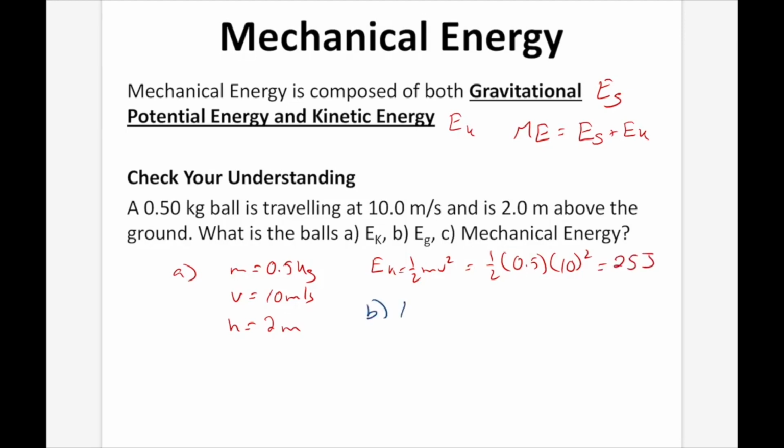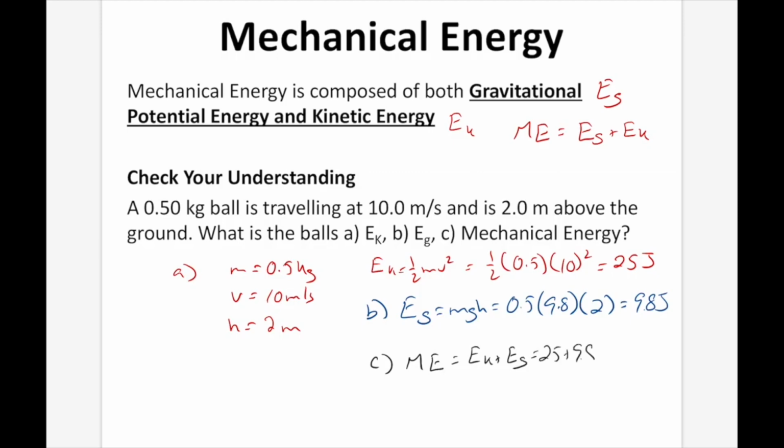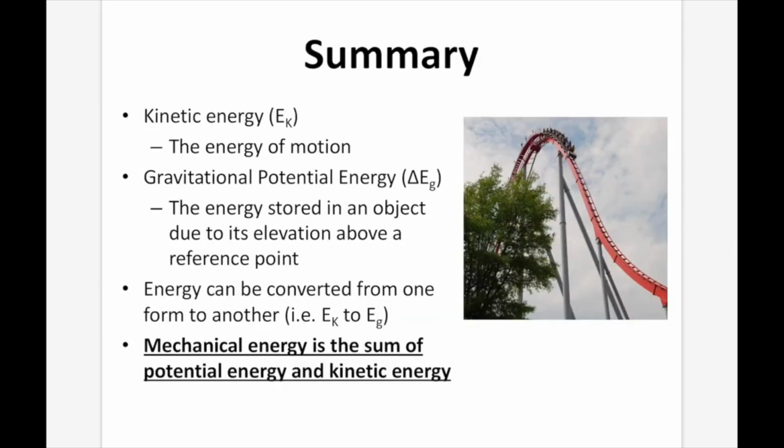For B, we're looking for EG. EG is going to equal mgh, which is equal to 0.5 times 9.8 times 2, which is equal to 9.8 joules. And then for C, we're going to be looking at the mechanical energy, which is going to equal the EK plus the EG, which is 25 plus 9.8, which equals 34.8. Now we need 2 sig digs in each answer, so A and B are good, and C needs to be changed to 35 joules.